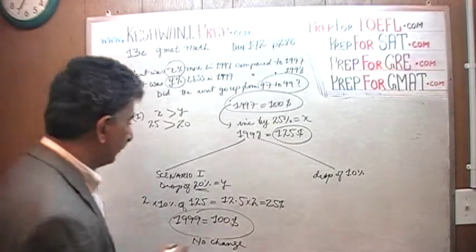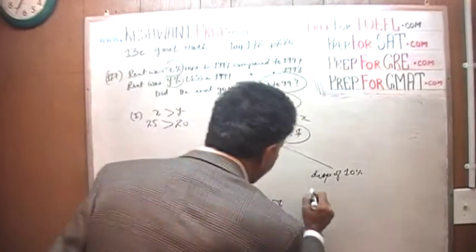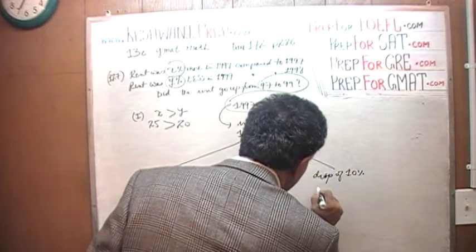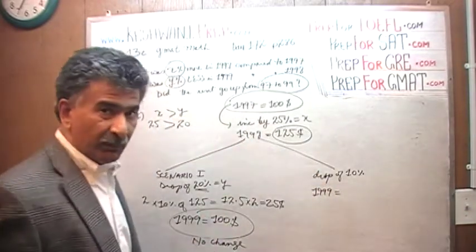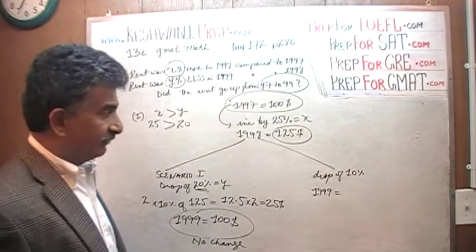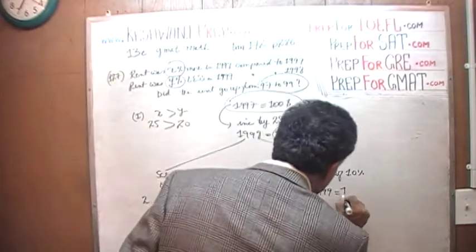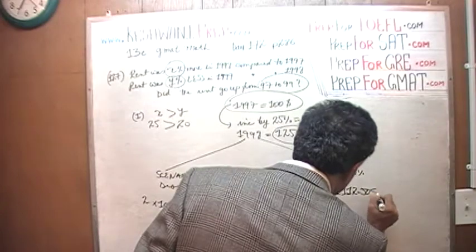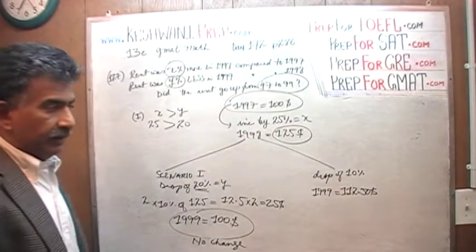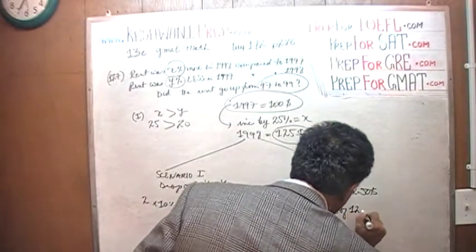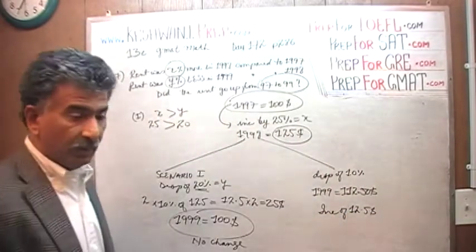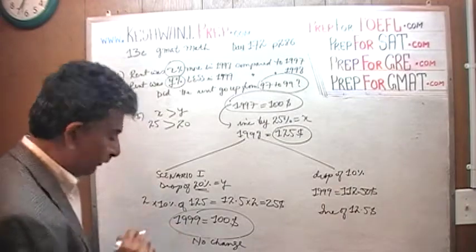A drop of 10% would have meant that the rent in 1999 would be 10% less than 125, which is $12.50 less than 125, which will make it $112.50. So again, here we see an increase of $12.50 in rent. Did the rent go up? The answer here is yes. The answer here was no.